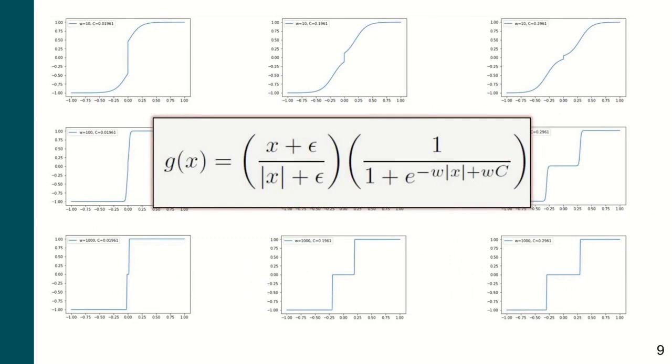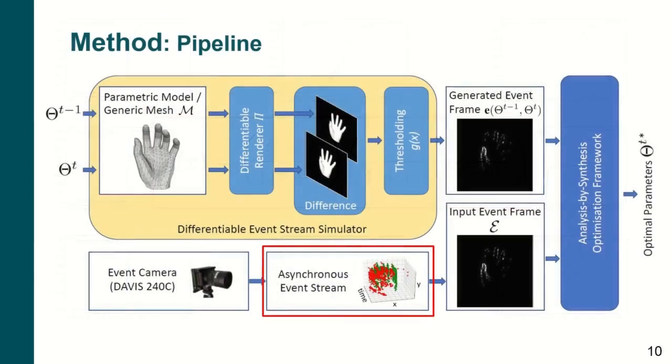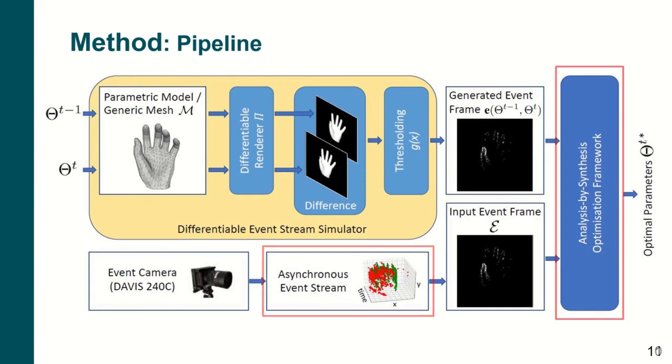We choose the following function as a suitable choice for the thresholding operation since it's differentiable and approximates the thresholding operation quite well. The output of the thresholding function is a generated event frame. We then pre-process the input data recorded by our event camera into a 2D image-like representation, which we call the event frame. We then feed both of these frames into an optimization framework where we minimize a given objective function to estimate the unknown parameters θt star.